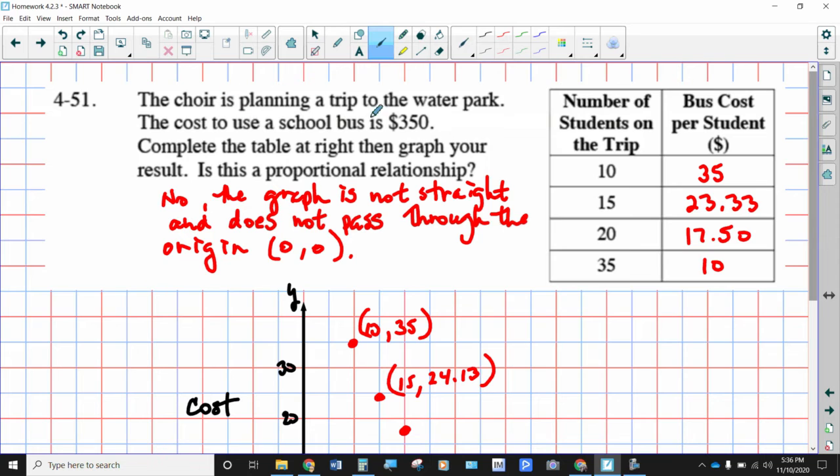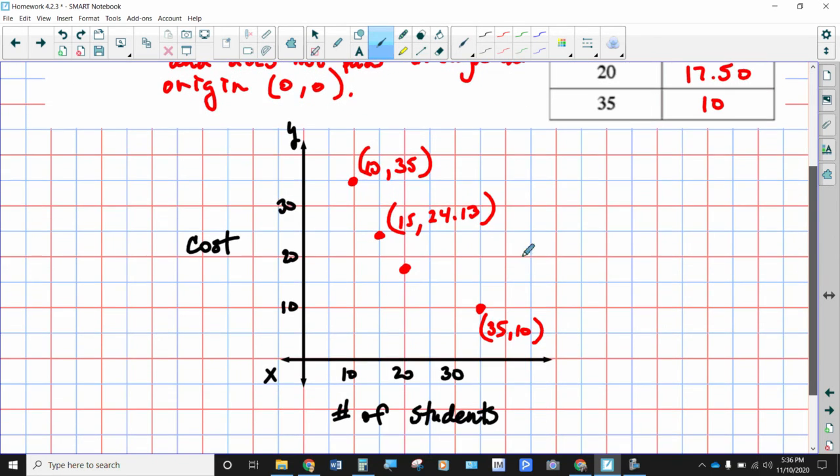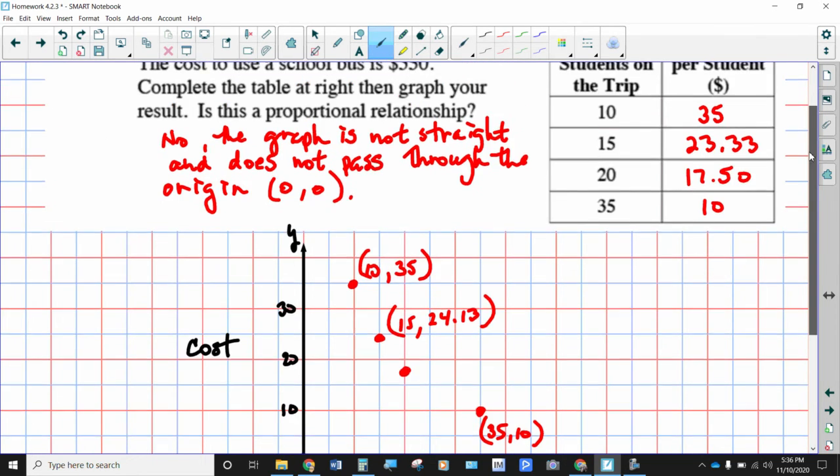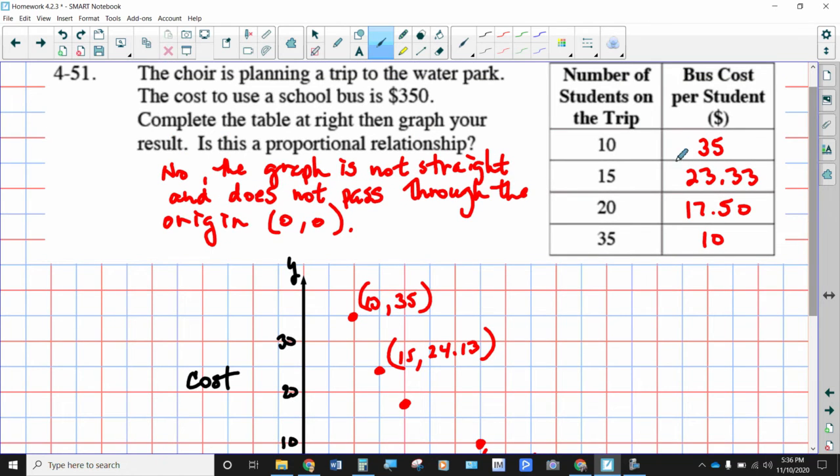All right, the choir is planning a trip to the water park. The cost to use a school bus is $350. If we complete this graph, it ends up looking like this. It is not a straight line, and it does not go anywhere near the origin. So what is happening in a situation like this? This is actually a situation that is called an inverse.